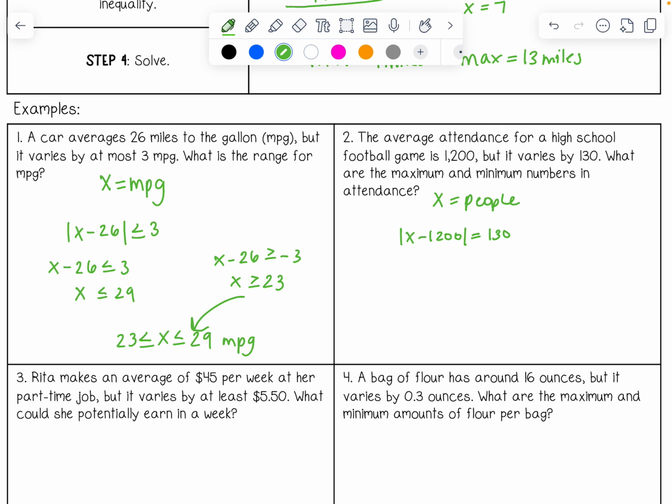And so basically what we're saying is the amount of people that is going to be there total is going to vary by this amount. So the distance from 1,200 is going to be 130, either 130 in the positive direction from 1,200 or 130 in the negative direction from 1,200 because it varies by that amount. So that's why we're writing it like this. It's the distance from 1,200, and that distance is not going to be greater than 130. All right, so add 1,200 to both sides.